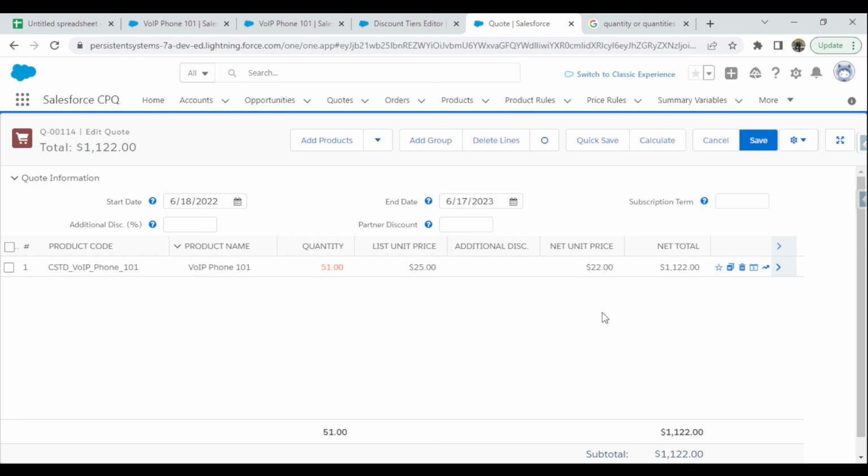Again, this particular requirement can also be achieved using price rules and lookup queries in Salesforce CPQ.